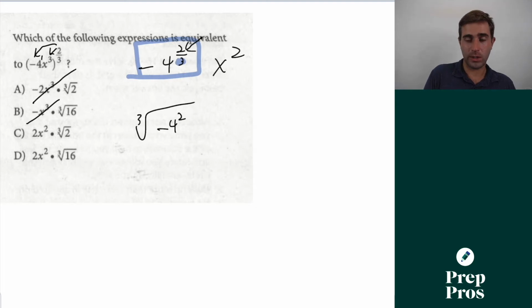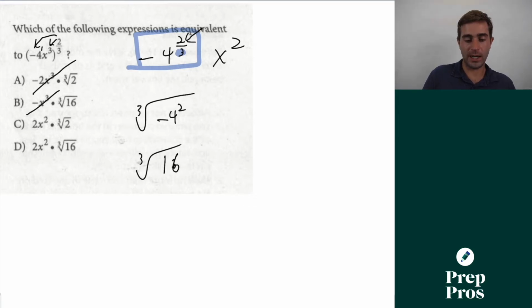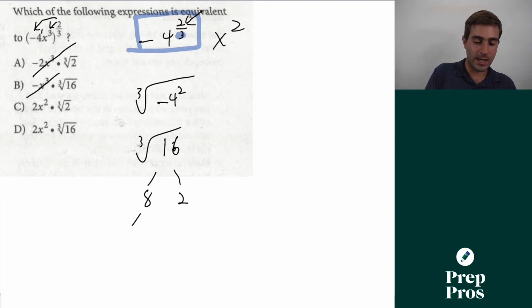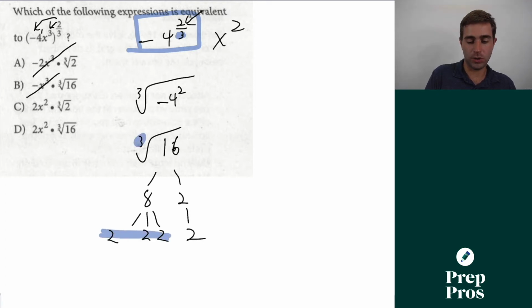Well, negative 4 squared is 16. So we're going to be taking the cube root of 16. And this is where the problem gets really fun. We're going to have to use our root tree here. Well, this could be split up into 8 times 2. 8 can be split up into 2 times 2 times 2. So since it is a cube root, we can pull our triplet out from underneath it. So here we can pull the 2 out, and what this will simplify down into is 2 cube root 2.